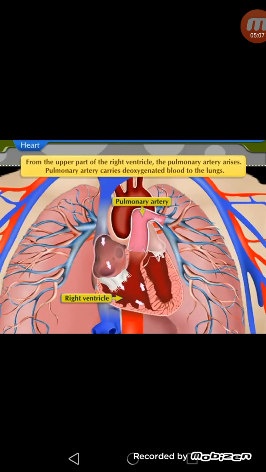From the upper part of the right ventricle, as you can see in the diagram, the pulmonary artery arises. The word pulmonary is related to the lungs. It means from the right ventricle a blood vessel arises which is called the pulmonary artery. This pulmonary artery carries deoxygenated blood to the lungs. What is the function of this pulmonary artery? We know that deoxygenated blood is coming from the right atrium to the right ventricle. Now this deoxygenated blood is sent to the lungs for oxygenation through the pulmonary artery.